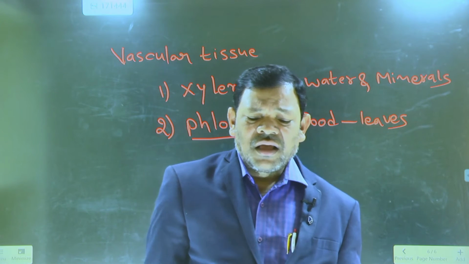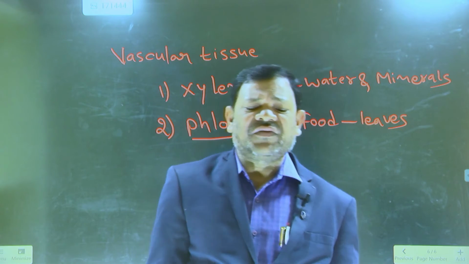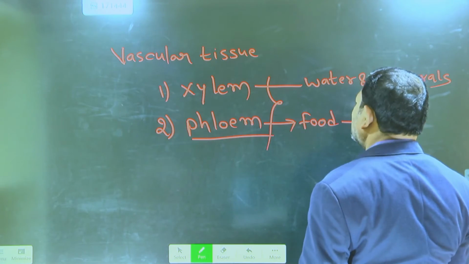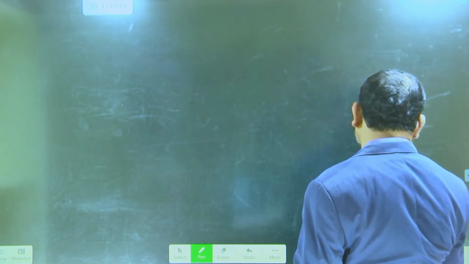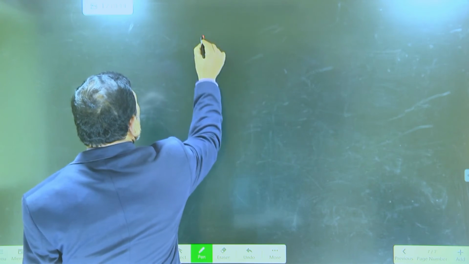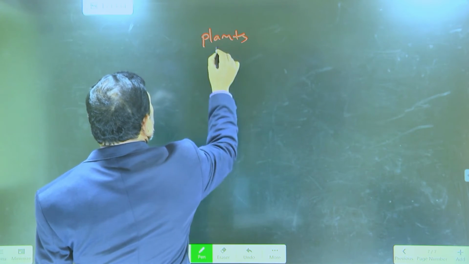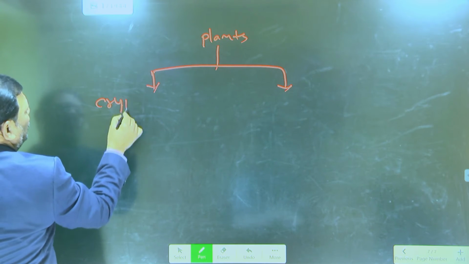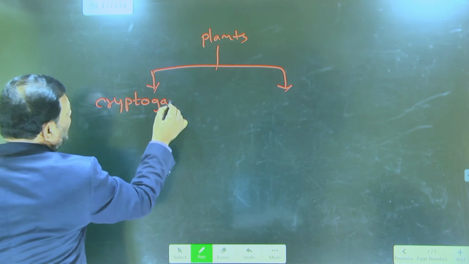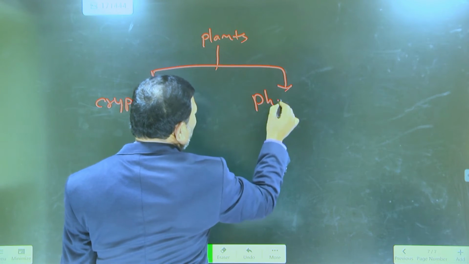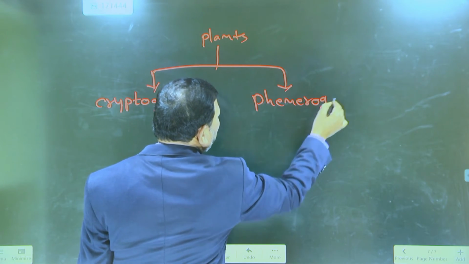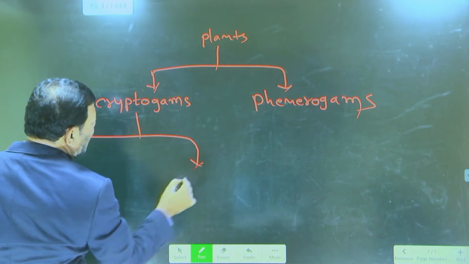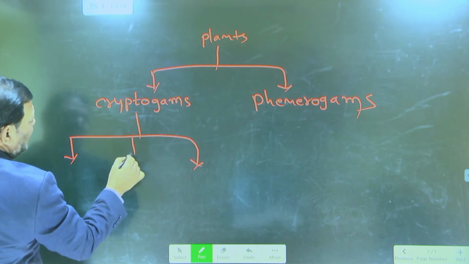Yes, sir. So actually that food is distributed to the different parts of the plant body through the phloem. So phloem is especially called the food conduction tissue. Already in the classification of plants you have studied, plants are classified into two groups. One is the cryptogams. Second one is the phanerogams. In the cryptogams, again three types are there.